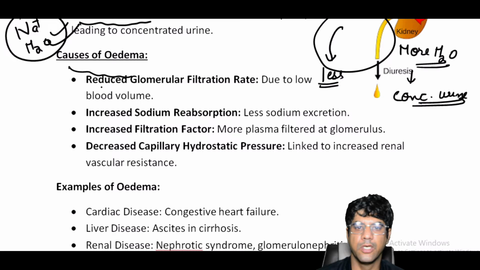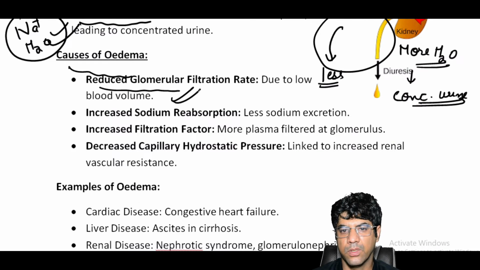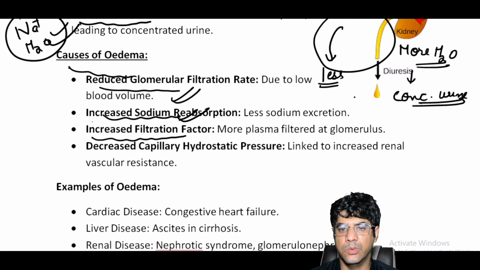Now what are the causes of edema? They could be reduced glomerular filtration rate. When the blood volume is low, the kidney would filter less blood, which leads to less urine formation and more fluid retention. Another is increased sodium resorption. The kidney resorbs more sodium, which leads to less sodium and therefore less water being excreted in the urine.